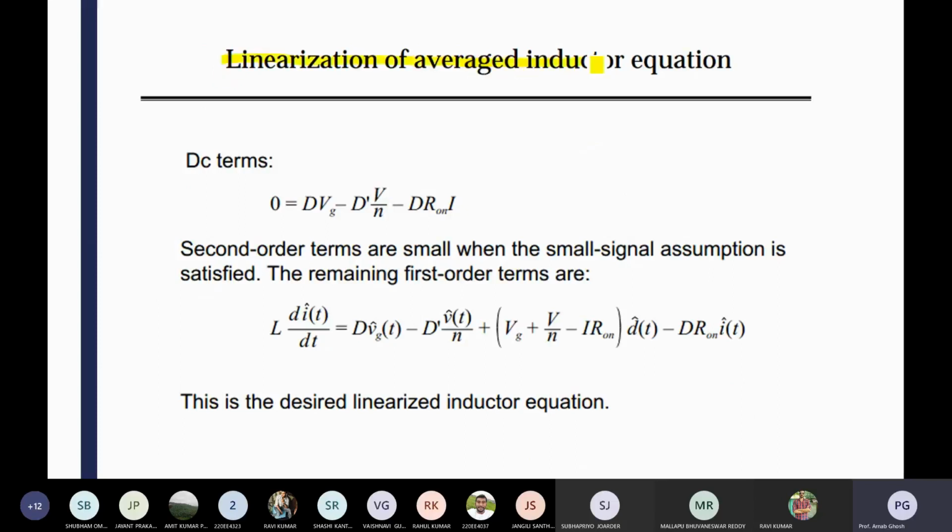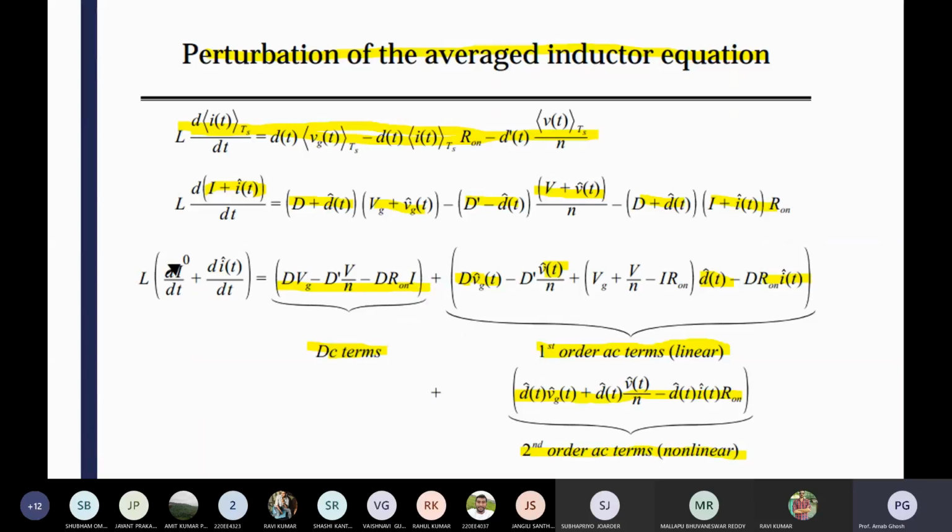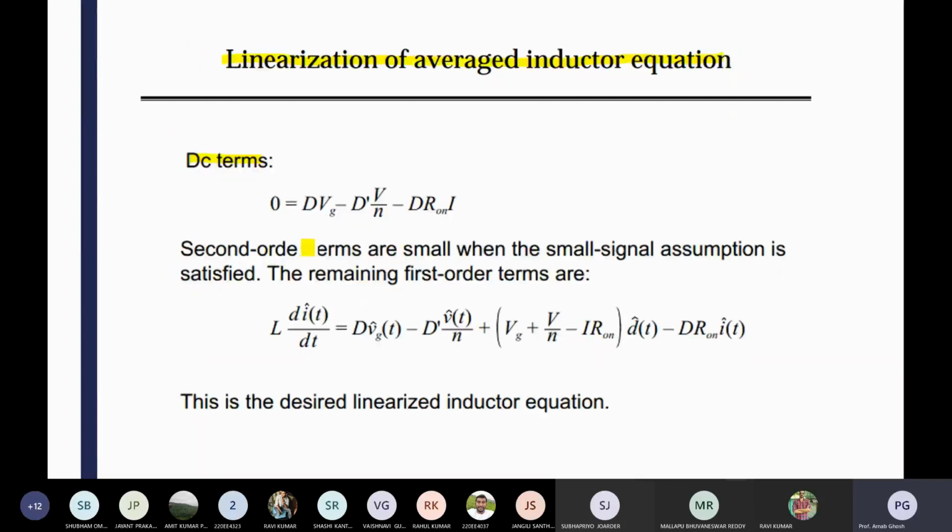So now we have to put in those values. Simple thing, you have to calculate the DC terms. Here you just set that value equal to 0, so find out d' in that way. Okay, so you can get the expressions for d' and I. Second order terms are small when the small signal assumption is satisfied. So here the remaining first order terms are like that. Here you can see it is a first order term.